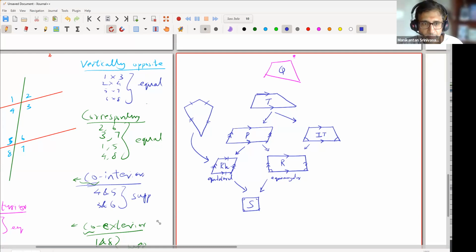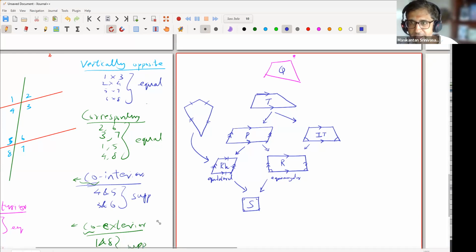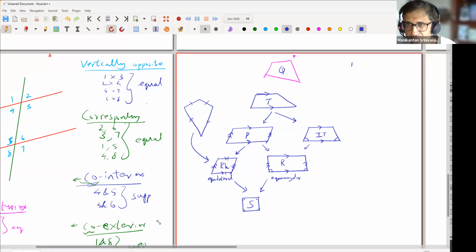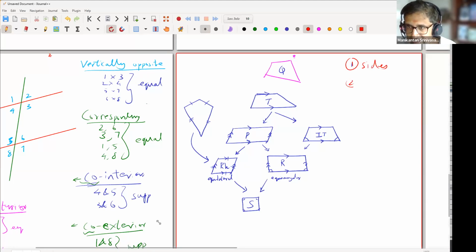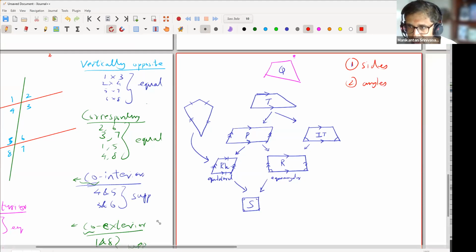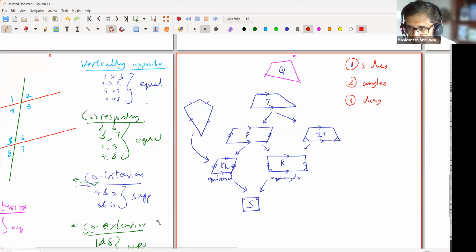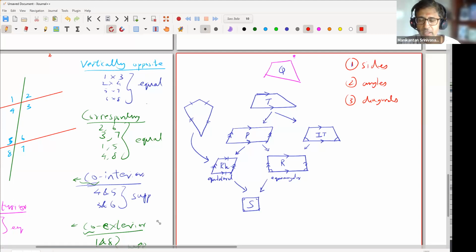So let's talk about all of these in terms of three things. One, in terms of sides, one in terms of angles, and let's also talk in terms of diagonals. All of these. Let's start from the top. So trapezium. Is there anything you can tell about sides? No, other than the one pair of opposite sides which is parallel. Nothing else you can say. Angles also you cannot say anything. They can be general.